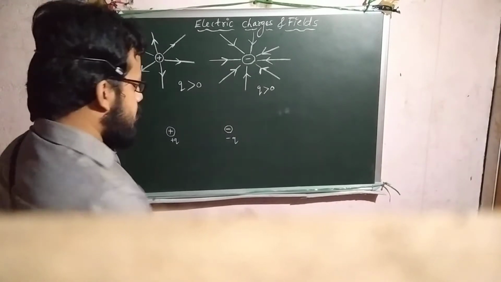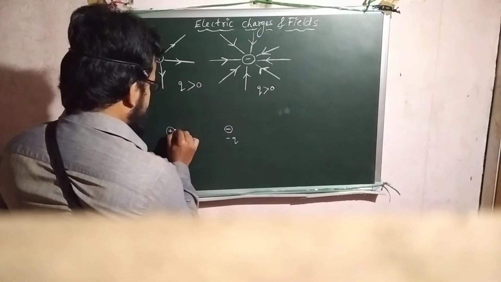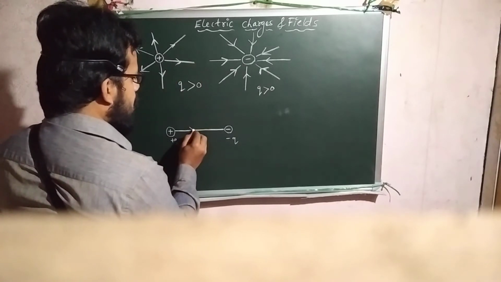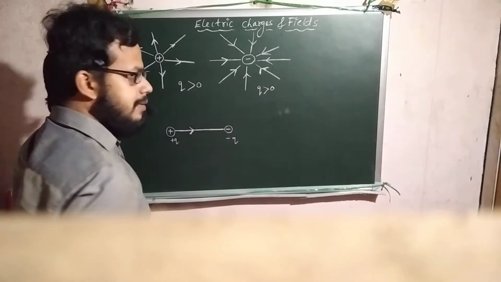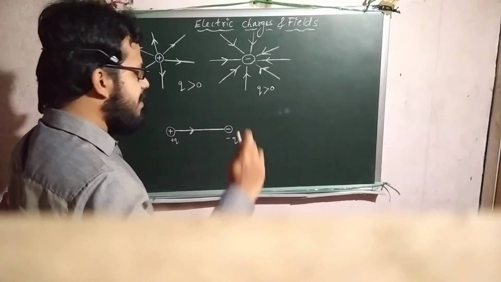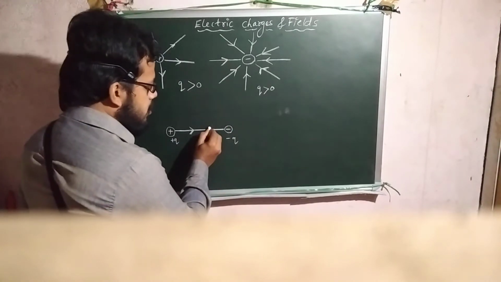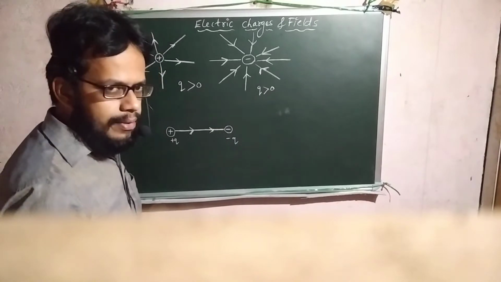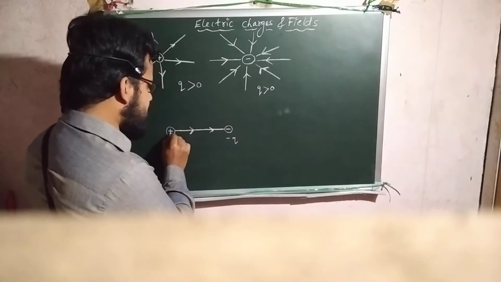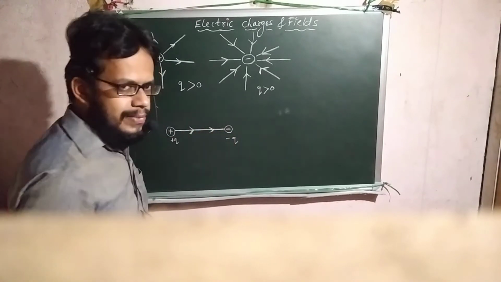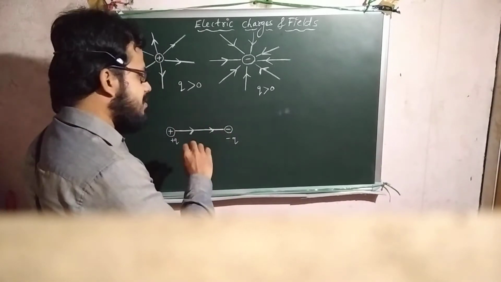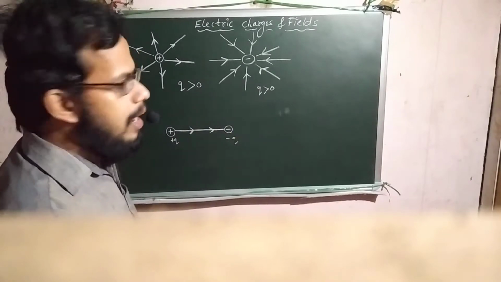For a positive charge, electric field lines are going outside, moving away in the outward direction. For a negative charge, it is inward, towards it. So at this point, if I draw the directions along this line, this is the direction for this, and this is the direction for this. Correct? So this line itself shows that they are attracting each other.